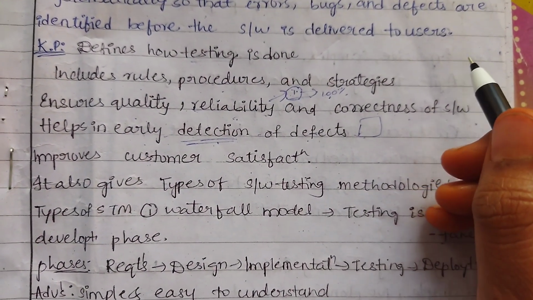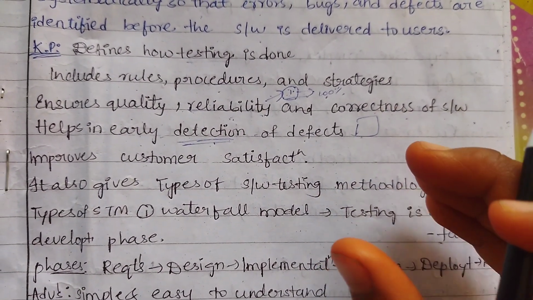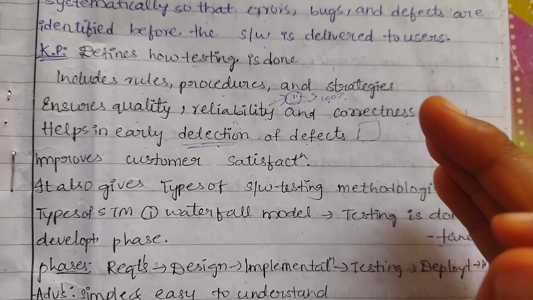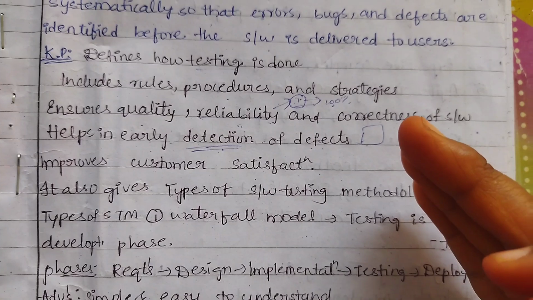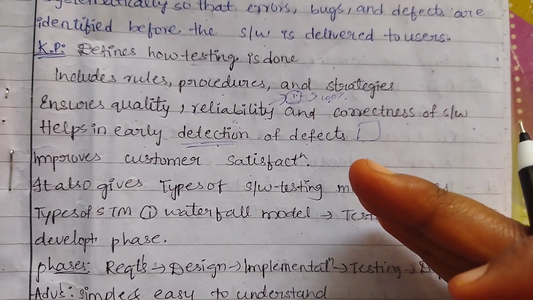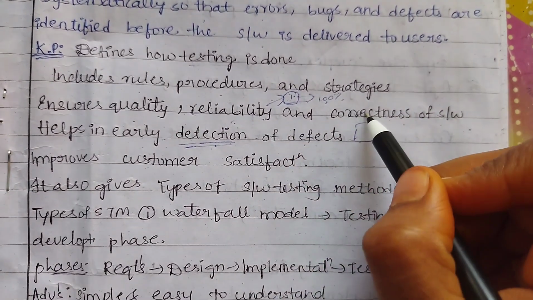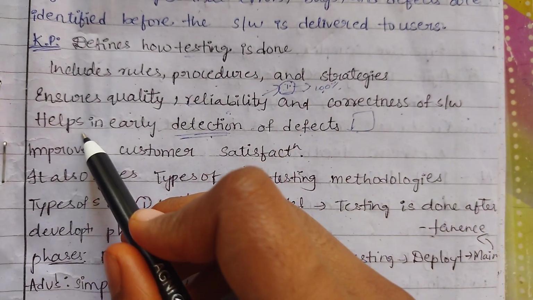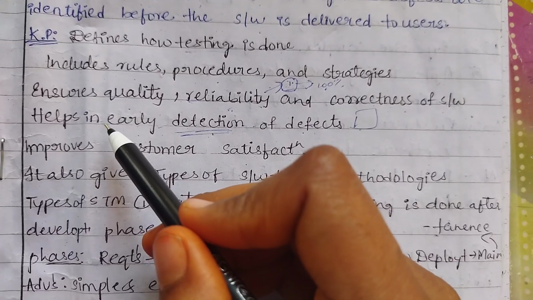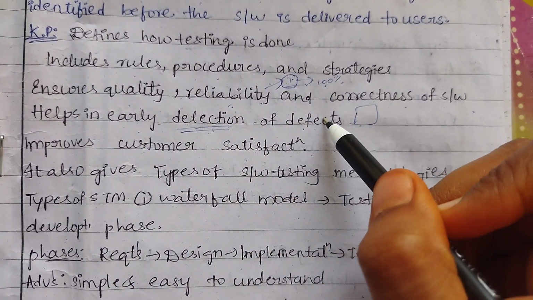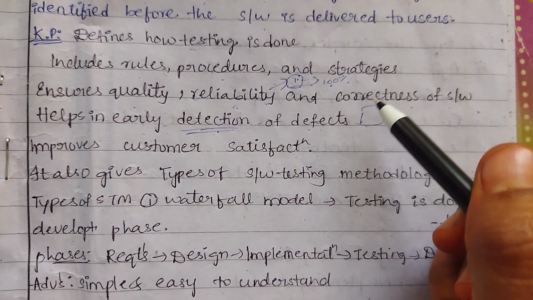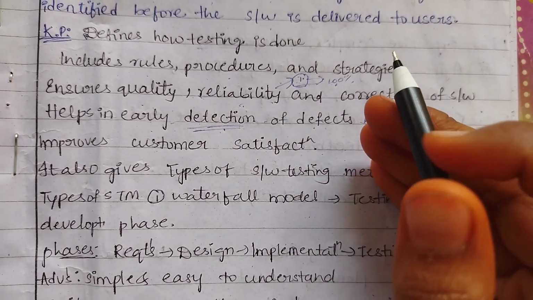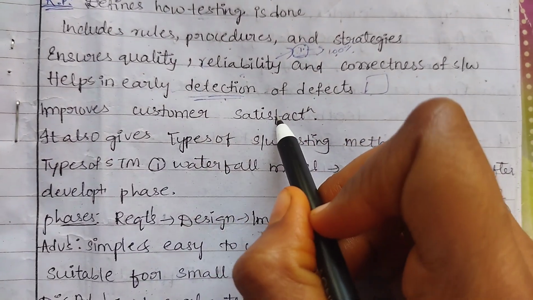First we will check the quality. By testing, we will check the quality, reliability, and how it is working for the system, whether the performance is good or not, and the correctness of the software. By this testing, the STM method helps in early detection of defects, finding the errors and correcting them. It also improves customer satisfaction.